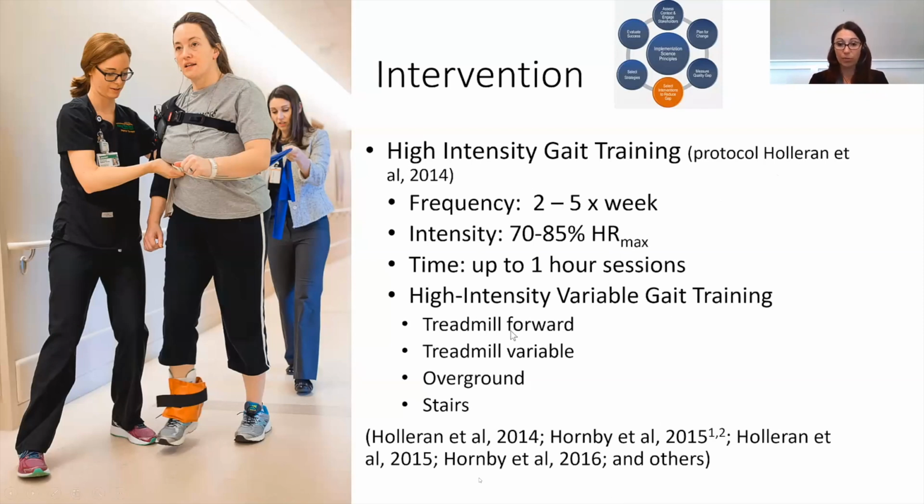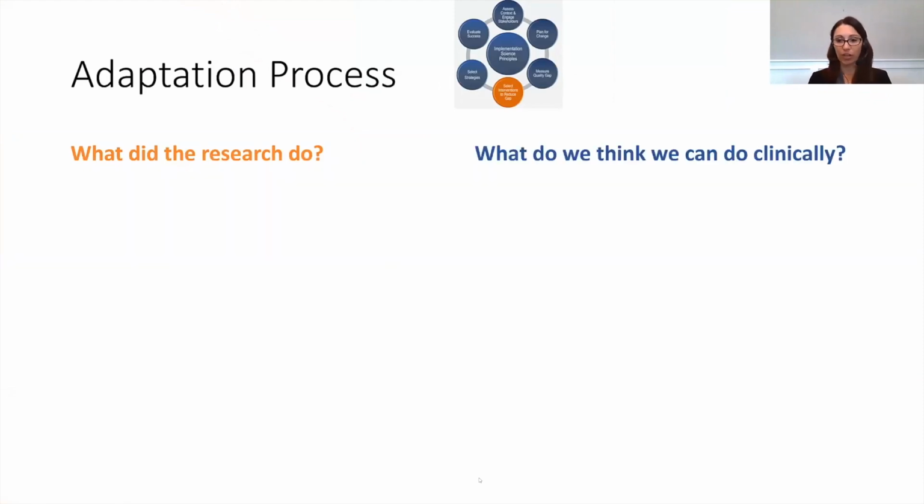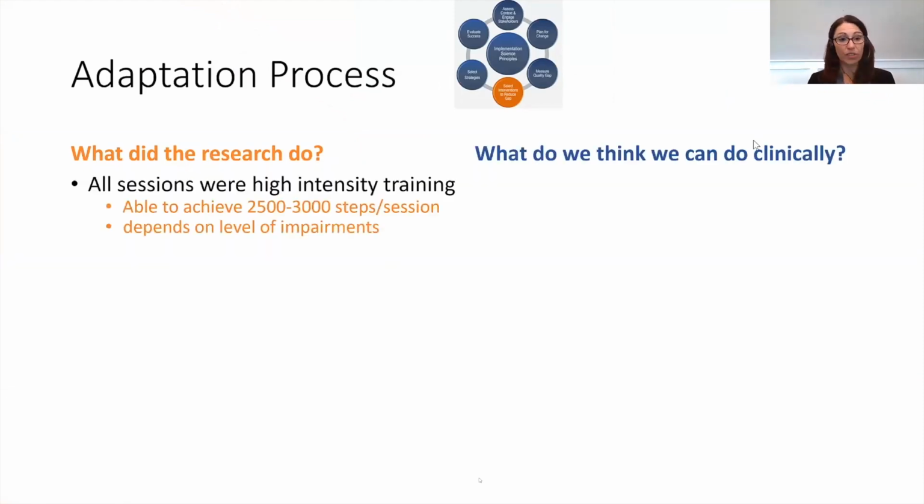So we looked at how the research was done, and then we went through an adaptation process where we sat down with the clinicians to talk about what the researchers did in the research projects and what we thought we could do clinically. In the research, all of the sessions were high-intensity gait training sessions. They were able to achieve 2,500 to 3,000 steps per session, and of course this amount depended on the level of impairments generally, but they were able to achieve a lot of steps during a physical therapy session.